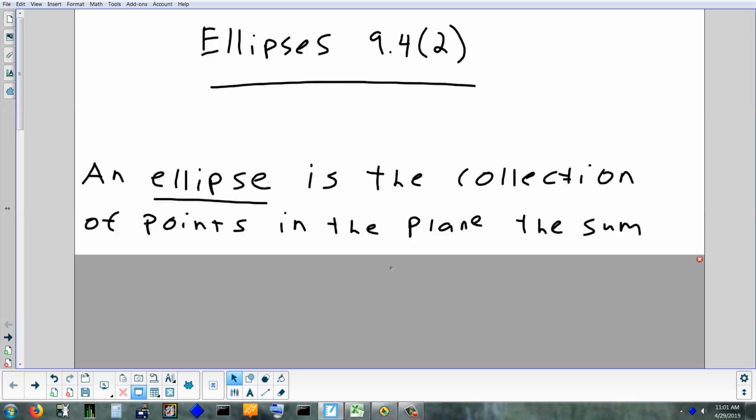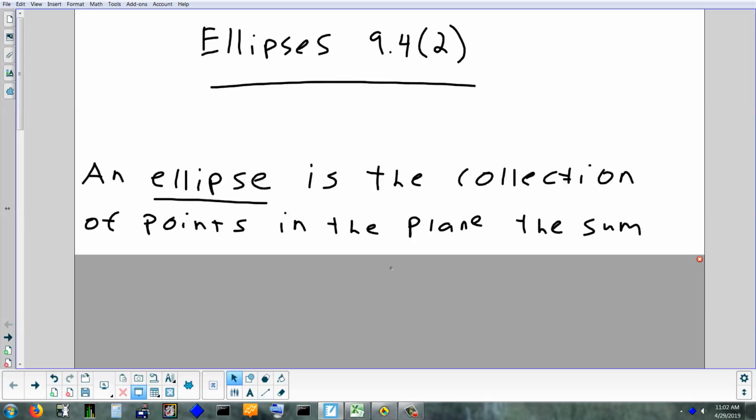When we got into a parabola, it was a little more complicated. A parabola was a collection of points that were equidistant from two things. One thing was called the focus, the other thing was called the directrix. So if you measured the distance from any point on a parabola to the focus, and that same point to the directrix, those two distances always came out the same.